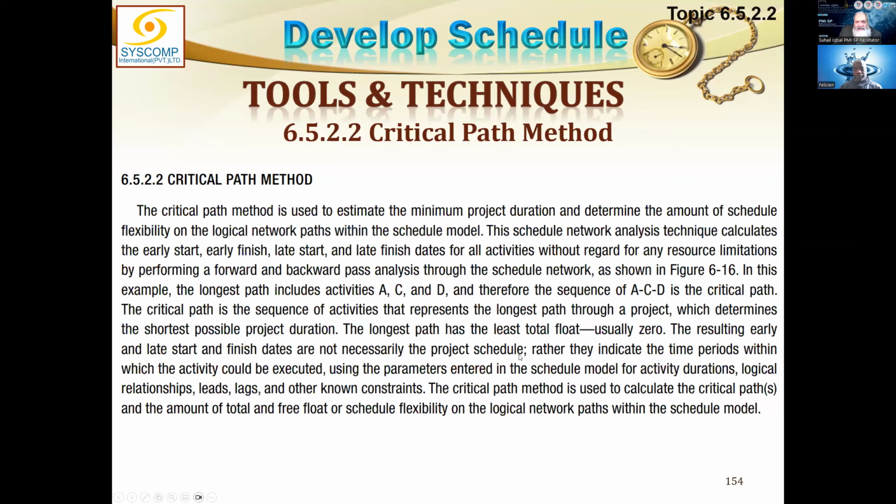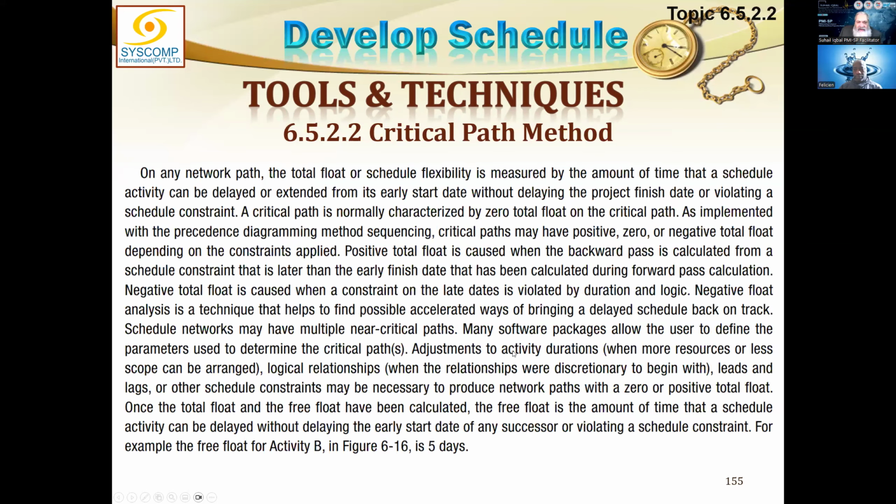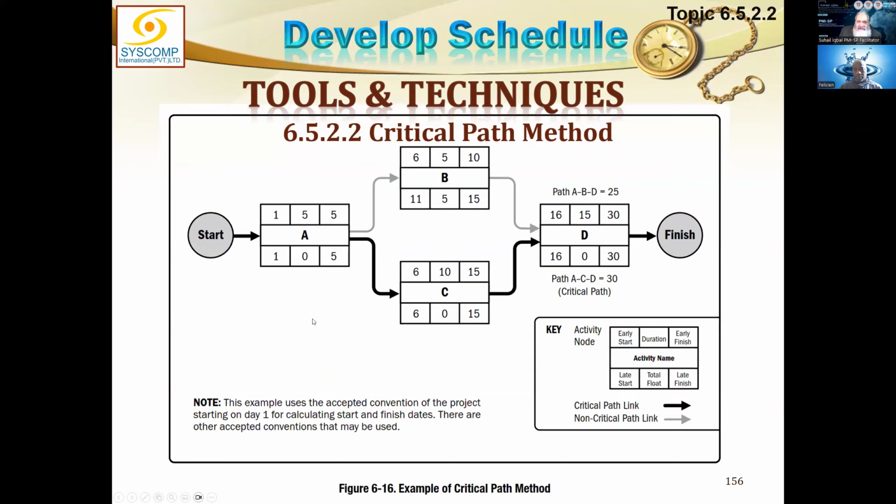Critical path method, again, we have used it, and these are just the details about it. This is just an example of a critical path. On a very simple diagram, if this is the whole project with 4 activities, and they have got 2 paths to complete the project, as we discussed, the longer path will be your critical path. So in this case, the longer path is ACD, which takes 30 days, whereas ABD takes 25 days. So therefore, ACD is the critical path.